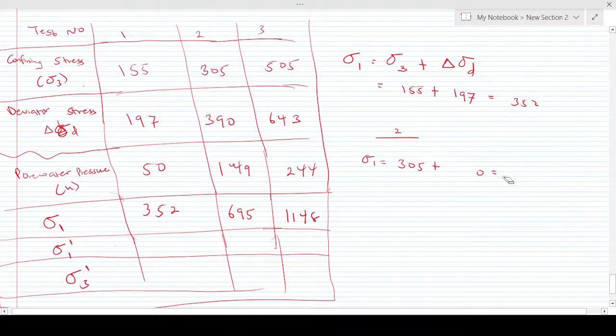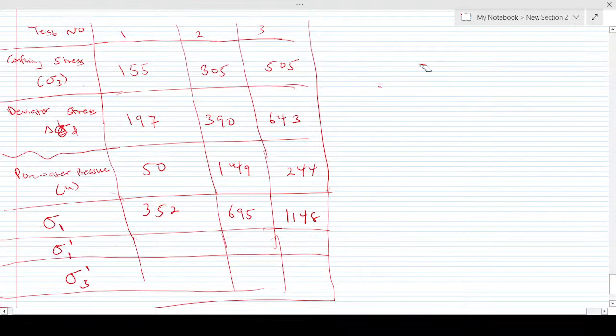Right. Now, the next one you are going to do, you are supposed to find sigma 1 prime, which is the effective stress. The effective stress, we all know again, is simply the total stress minus pore water pressure. So in this case it is going to be the total stress for sigma 1 minus pore water pressure. For trial 1, what's the total stress? 352, minus pore water pressure at that side, 50. Then we have 302.